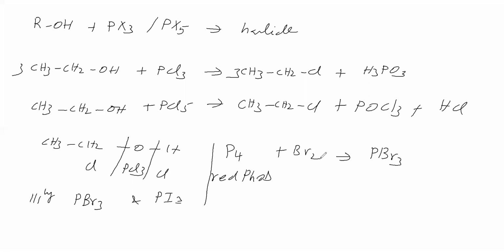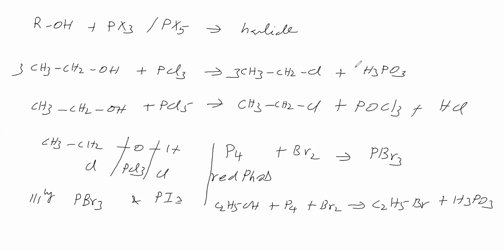So how to do this reaction? Take the alcohol you want to convert into bromide, and add red phosphorus and bromine. Don't add PBr3. Take ethyl alcohol, add red phosphorus and bromine, and you will get ethyl bromide and H3PO3.